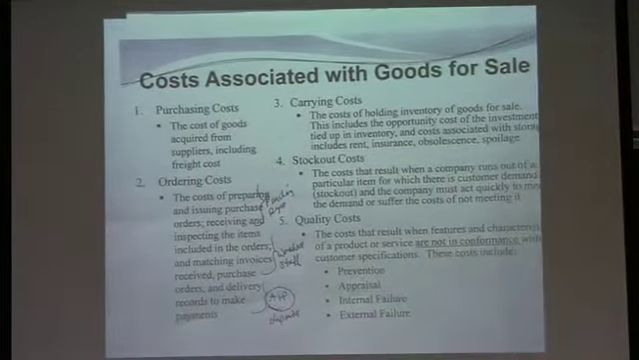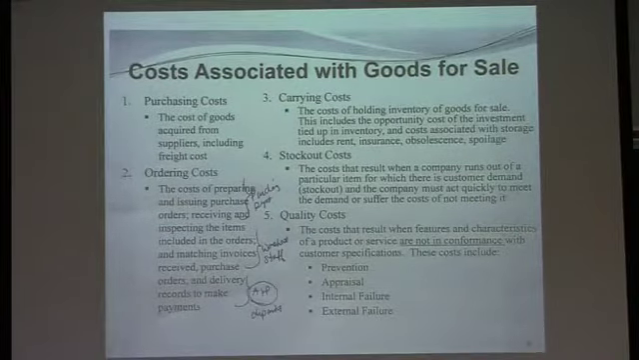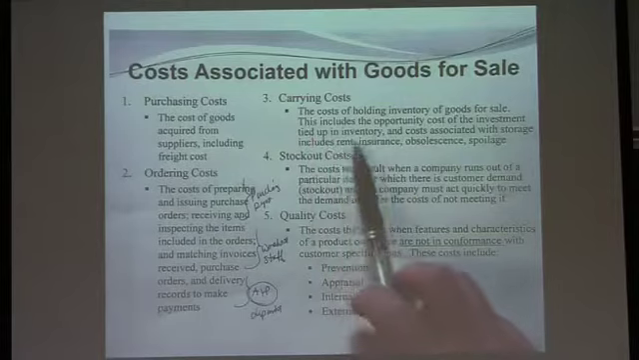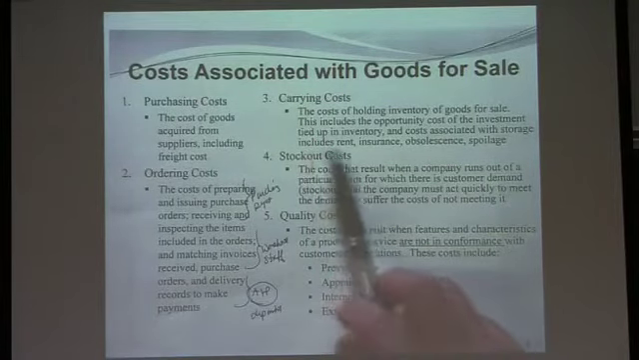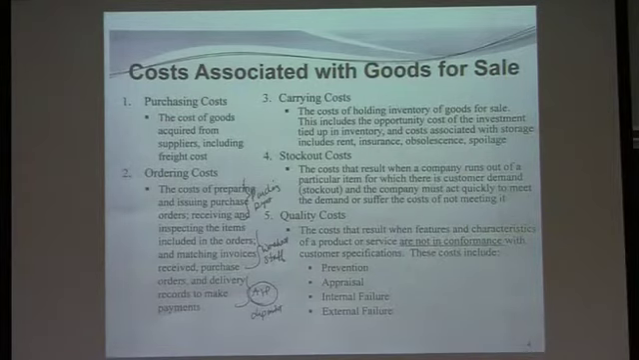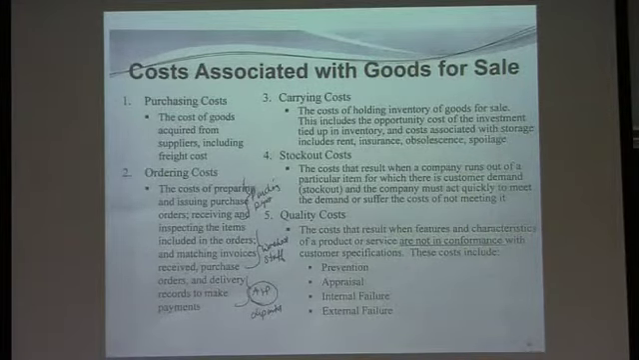The third element of cost associated with buying a product or selling a service could be a carrying cost. And these are costs of holding inventory of goods for sale. These include things such as opportunity cost of the investment tied up in inventory, the cost associated with storage, rent, insurance, obsolescence, and spoilage. So think about this. If the company decided to warehouse part of the inventory, and again, it's all about inventory management, holding that inventory means you're taking cash away from perhaps generating some sort of return into an asset that's sitting there waiting for a customer to buy.